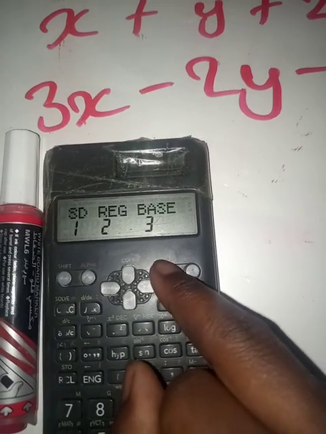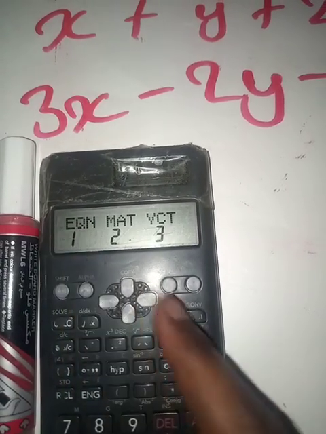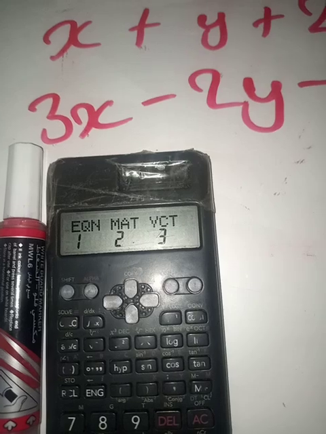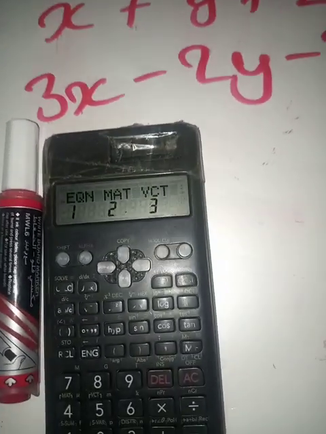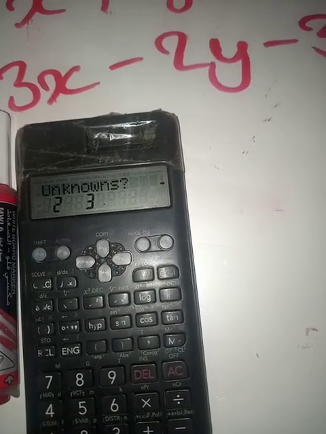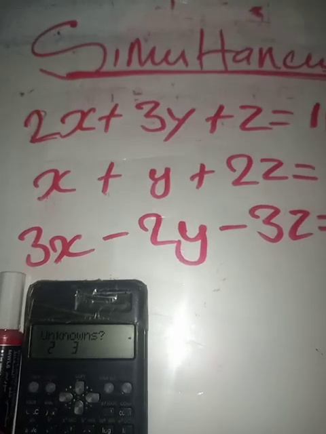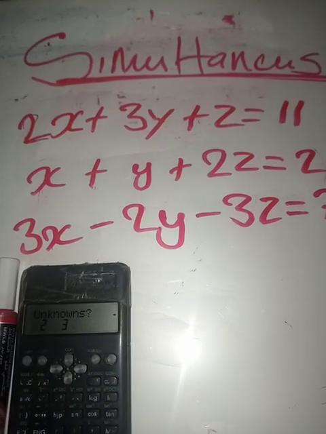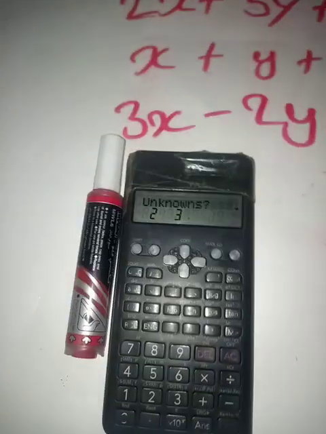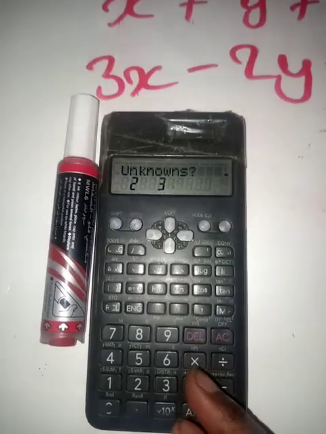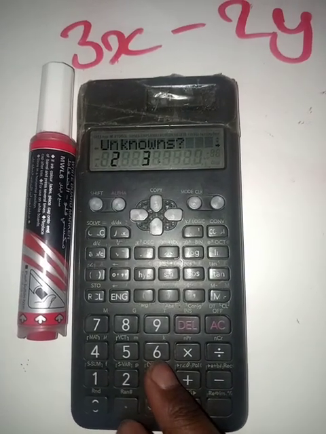What's next? You go to mode again. You type it twice. Can you see here EQN? This resembles the simultaneous equation. So now we are going to go on 1. On 1, how many unknown variables are you able to solve? We have got x, y, and z. So in this case, we have 3 unknown variables, so we're going to go on 3.